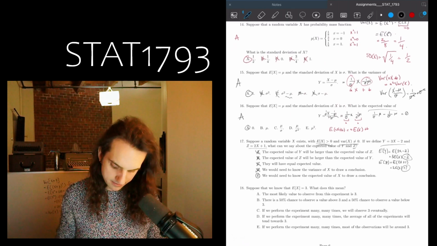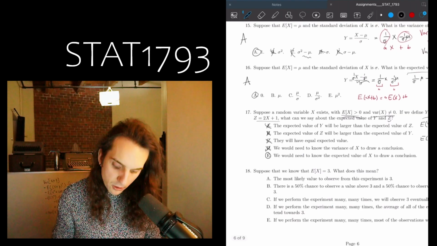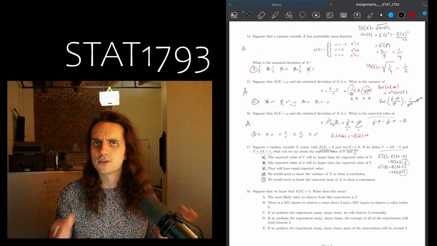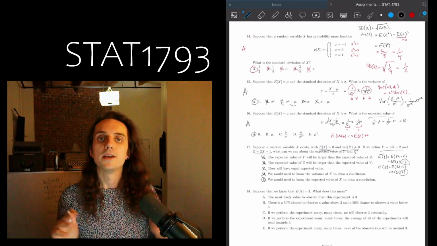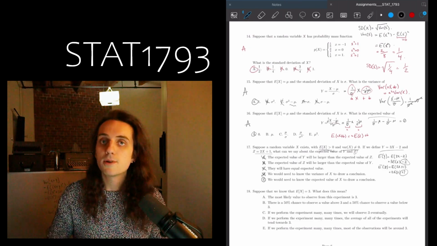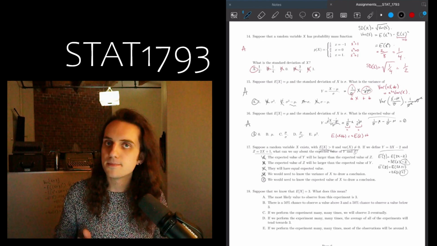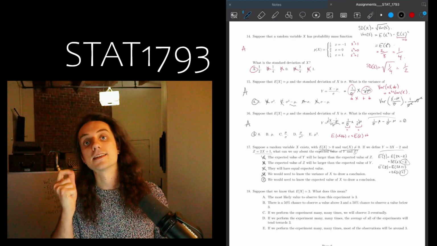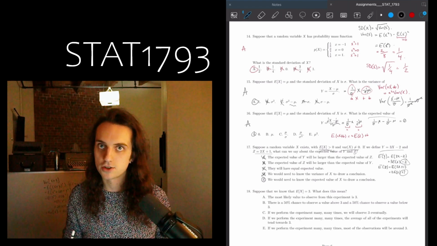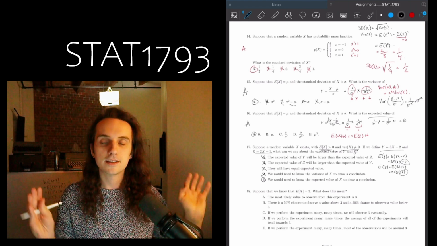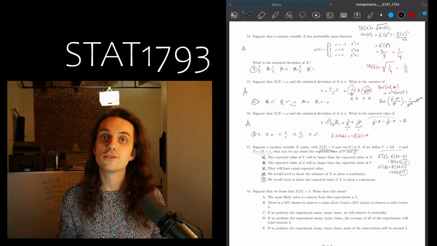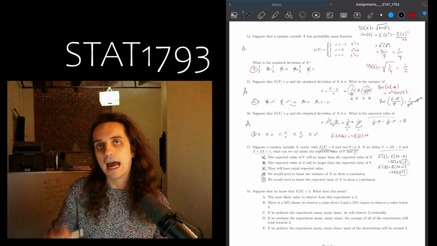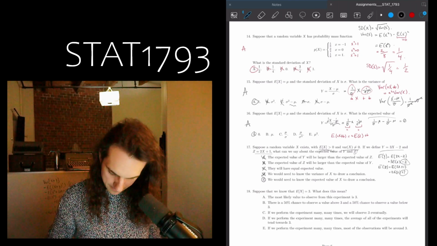All right, question 18, almost to the end here. Suppose that we know the expected value of x equals 3. What does that mean? Right? There's a few different ways we've thought about this, but what you want to be thinking about anytime you need to interpret these types of statements is repeating an experiment a whole bunch of different times, and then this is going to be the long run average. So if you could repeat this infinitely often, and you take the average of all of your different results, then the average of that is going to be 3.